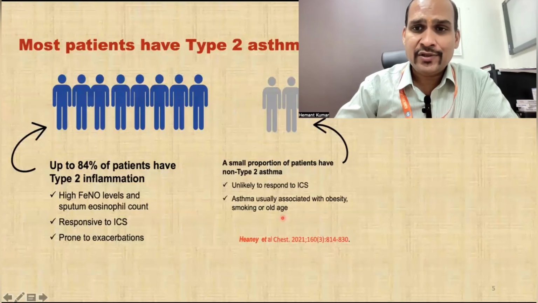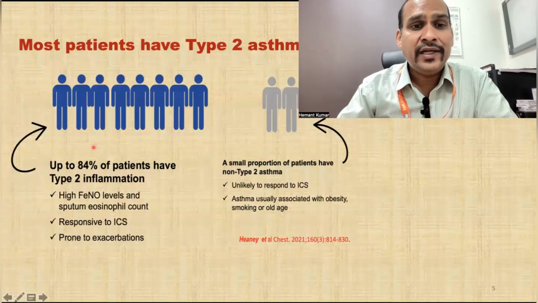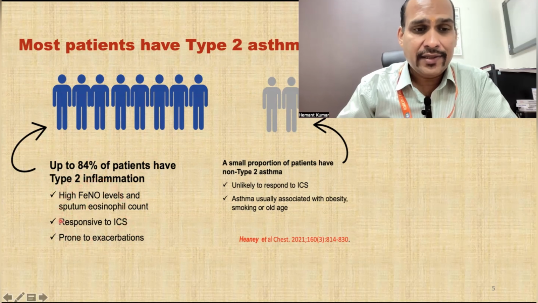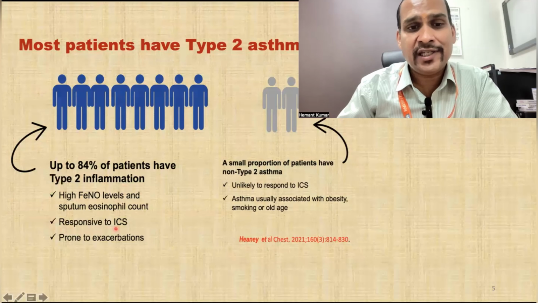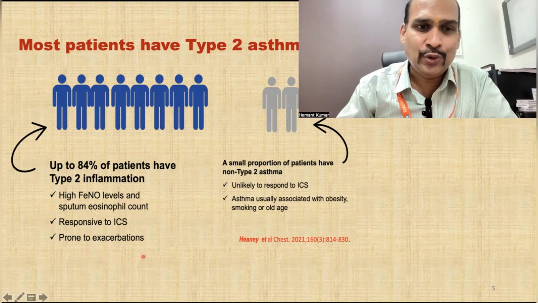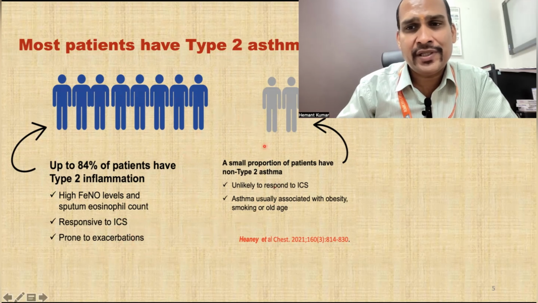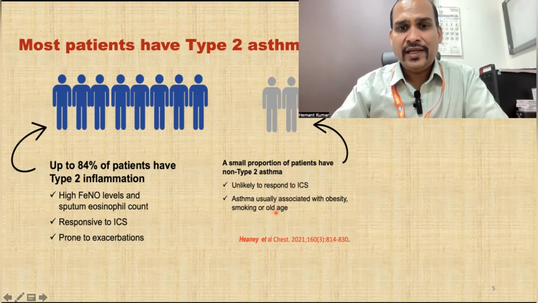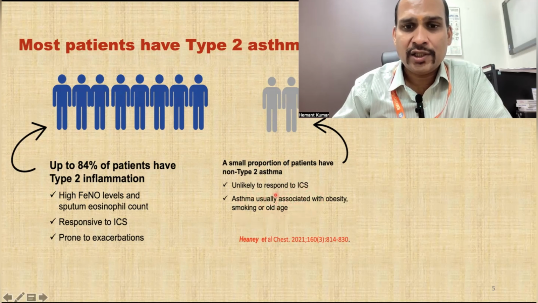If you see the prevalence of these endotypes, 84% of patients with asthma have type 2 inflammation. Whenever there is type 2 inflammation, there will be a high eosinophil count in their sputum or high FeNO. FeNO we will see in further slides. Eosinophilic asthma is very responsive to corticosteroid and prone to exacerbation. While a minority of patients, around 15 to 16%, have non-type 2 inflammation and respond poorly to corticosteroid, and they are usually obese, smokers and of old age.